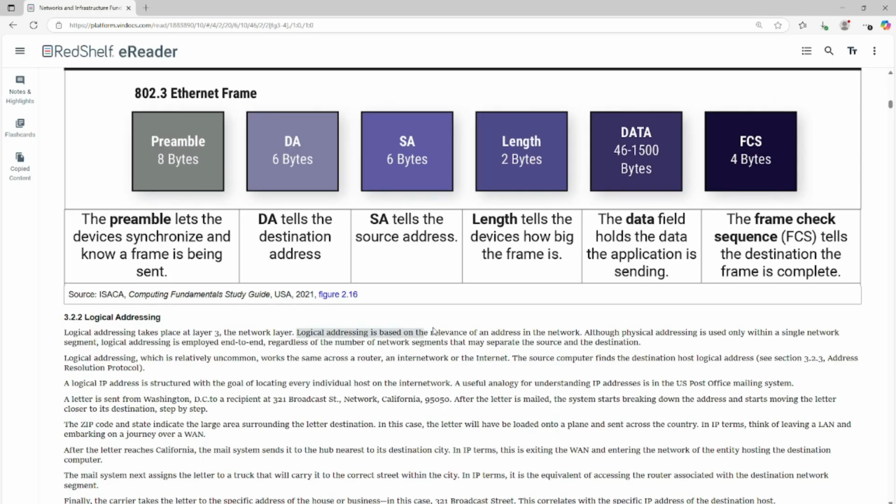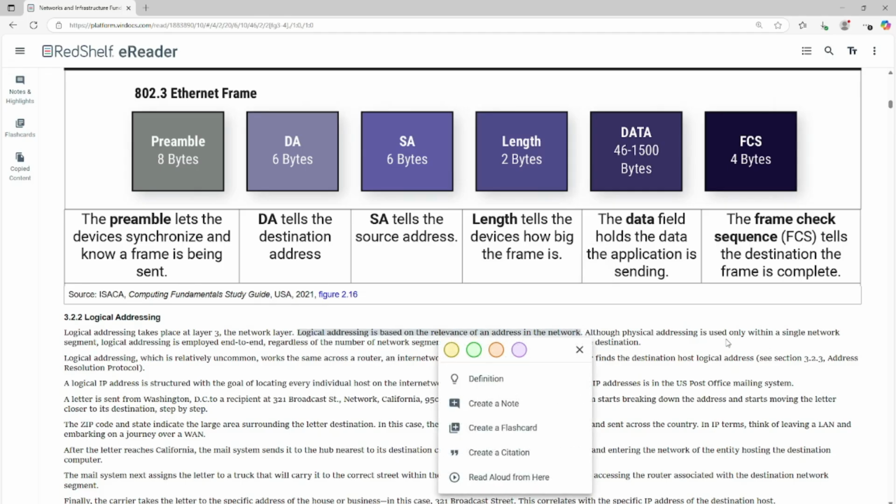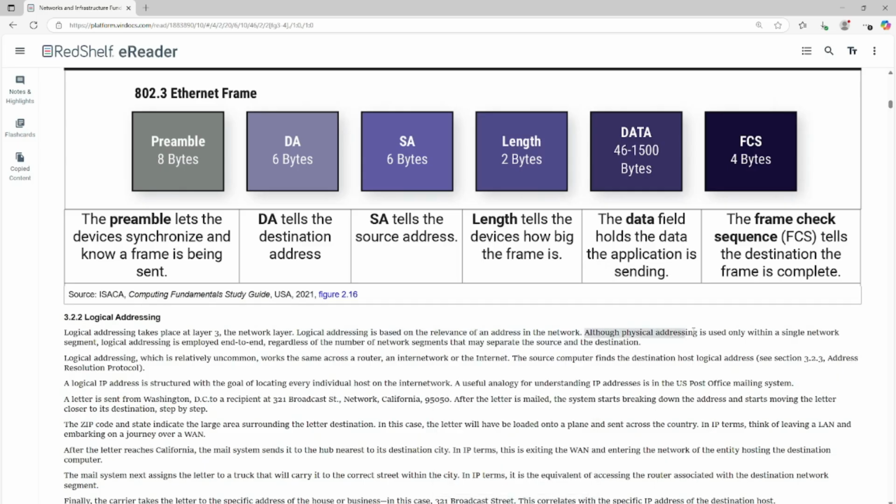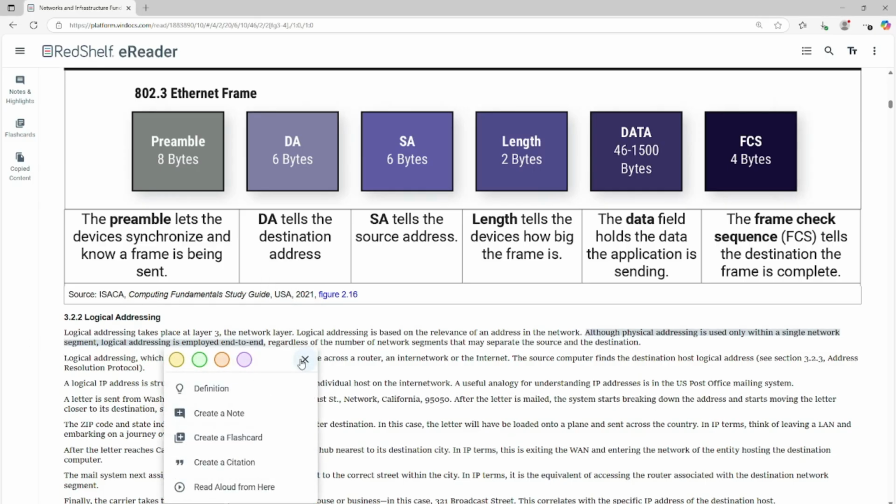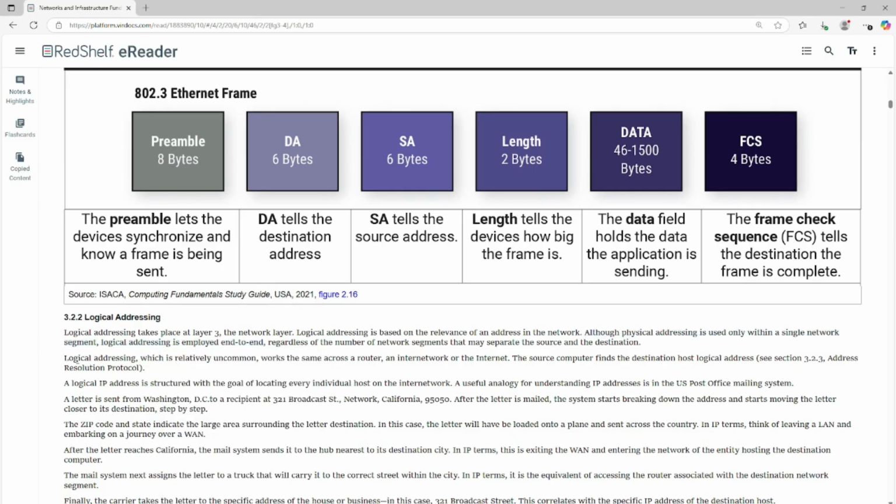And it is based on the relevance of an address in the network. So the protocol, right? Although physical addressing is used only within a single network segment, logical addressing, on the other hand, is employed end-to-end, regardless of the number of network segments that may separate the source and the destination. Logical addressing is relatively uncommon because it works the same across a router, an internetwork, or the internet.